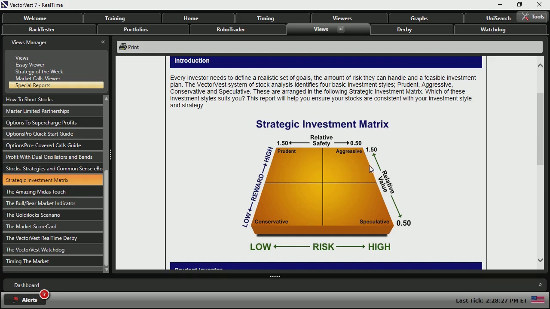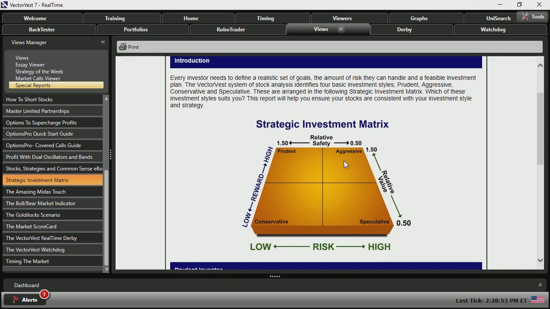Now, if you're somebody that's more aggressive, you still want that high reward but willing to accept more risk to get that reward. So therefore, you're still putting an emphasis on a relative value or RV above 1, but willing to accept a stock with the RS score below 1, kind of like that GOL we just looked at.